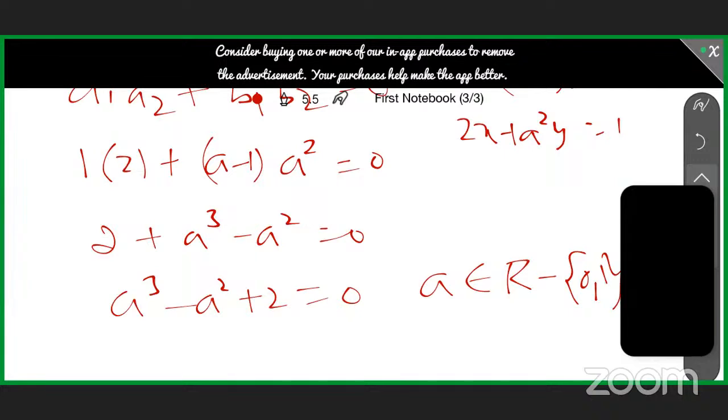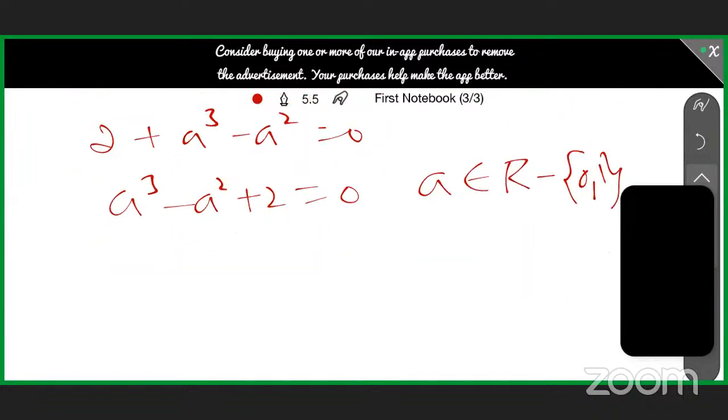So let us try. If we put 2, sure we'll get a positive number, because 8 minus 4 is 4, and 4 plus 2 is a positive number. If we put any positive number, we'll get only a positive number, because we know that cube is always greater than square. So we can't use any positive integers, so we have to use negative integers. The first negative integer we will use is minus 1. Let us take a is equal to minus 1. What happens?